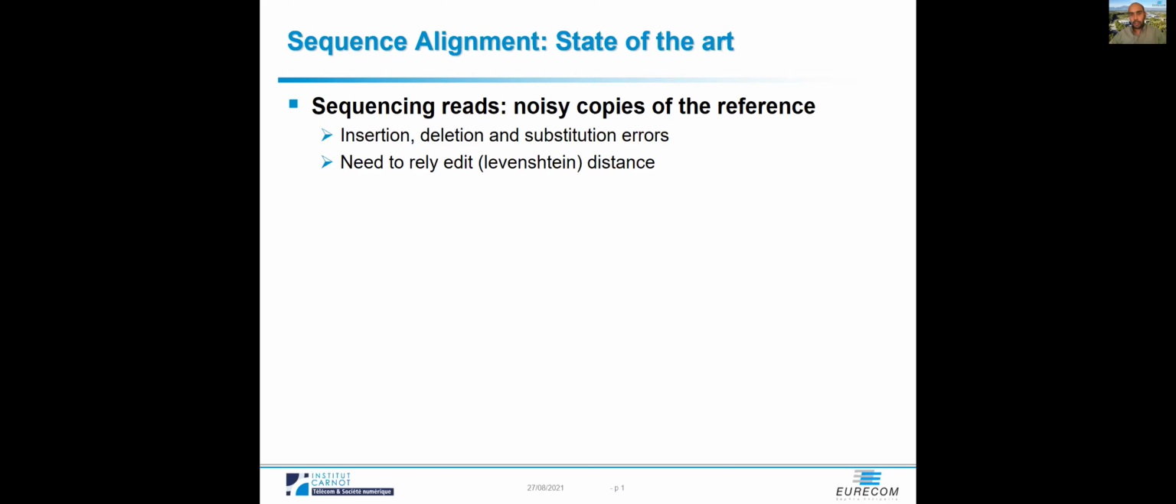In this talk, Accel-Align particularly focuses on short read sequencing technology, where we do get all these errors, but the rate of errors is much lower than long read technology like the previous talk. So since we have the possibility of insertions or deletions in the read, we have to rely on edit distance or Levenshtein distance for comparing the read to the reference and for aligning the read to the reference.